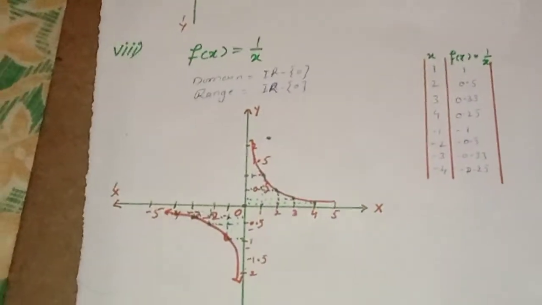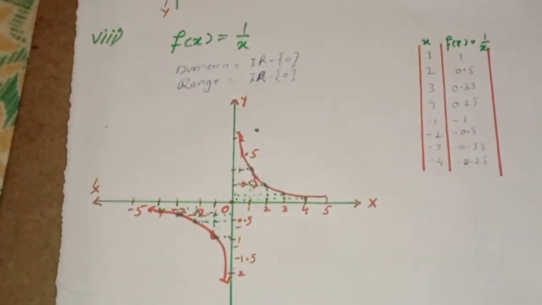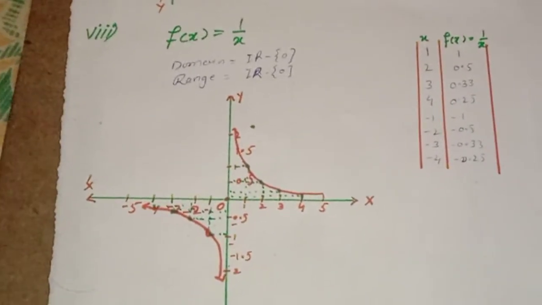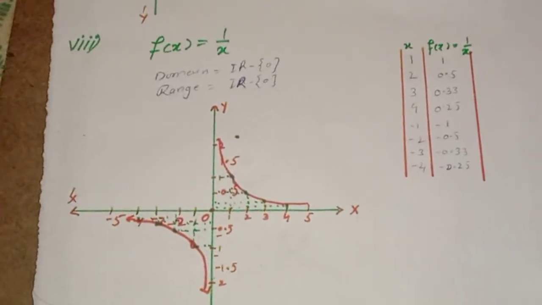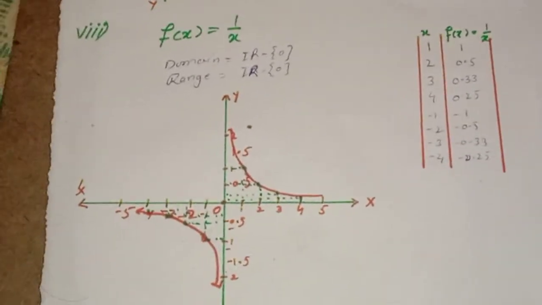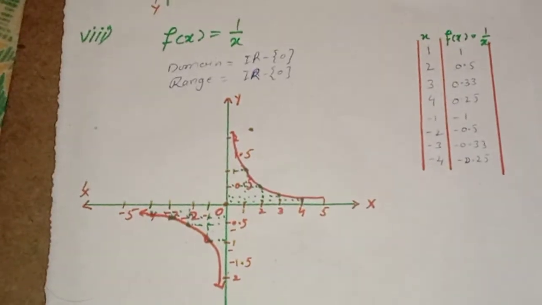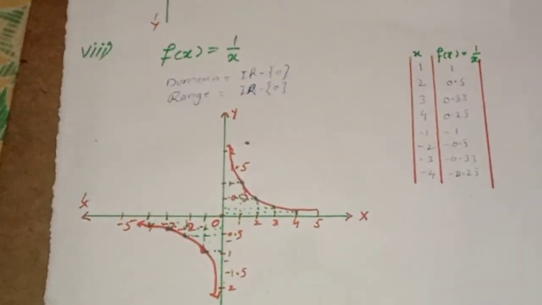Now the graph of f(x) equals 1 over x. The domain of this function is all real numbers except 0, because when we put x equal to 0, it will give us undefined. So we cannot put 0. We can put all real numbers except 0, and the range is also all real numbers except 0.